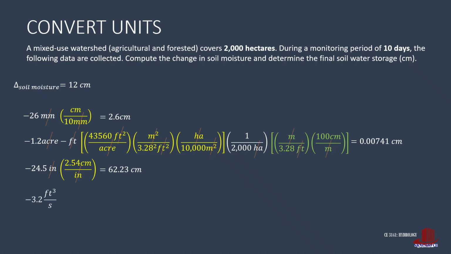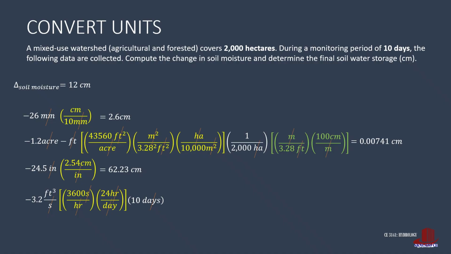The last term in the equation is 3.2 cubic feet per second. First is to take out seconds by multiplying the conversion factors of 3,600 seconds per hour with 24 hours per day. Then multiply the duration of 10 days, thereby eliminating time from the term.